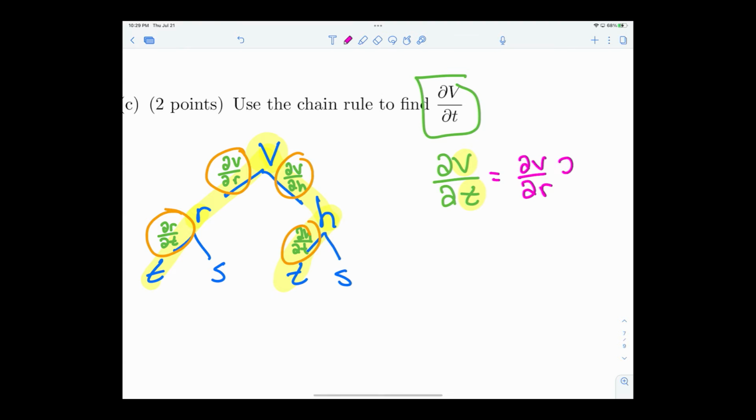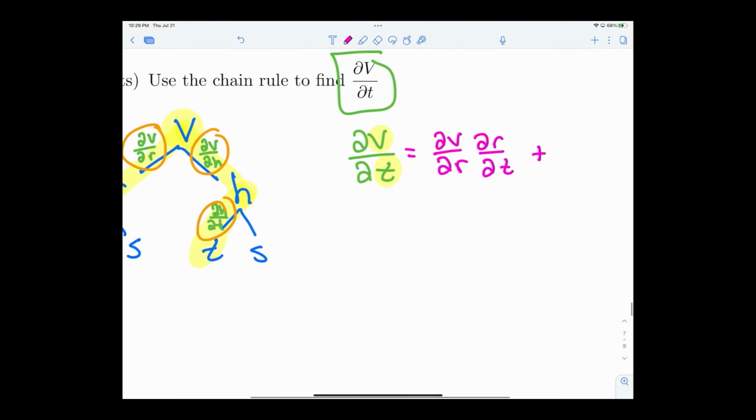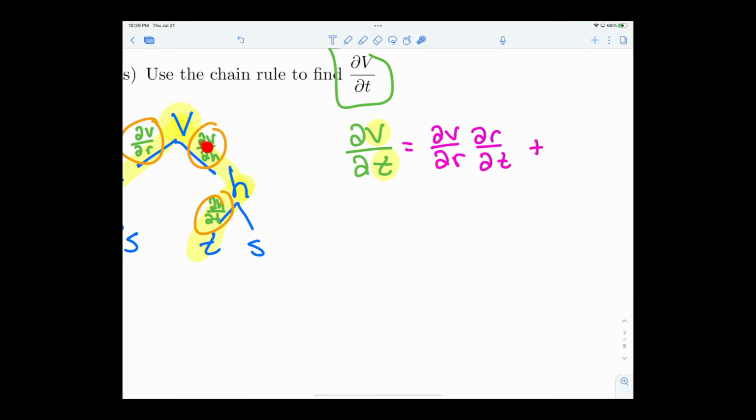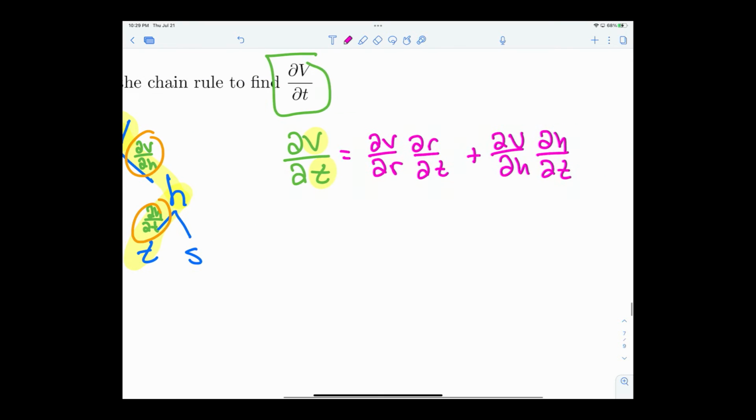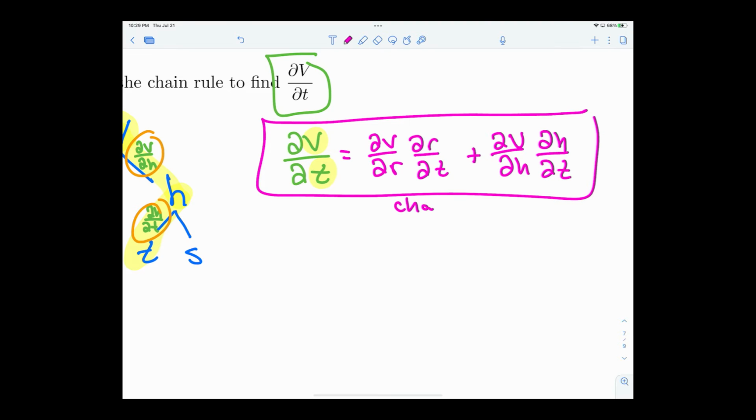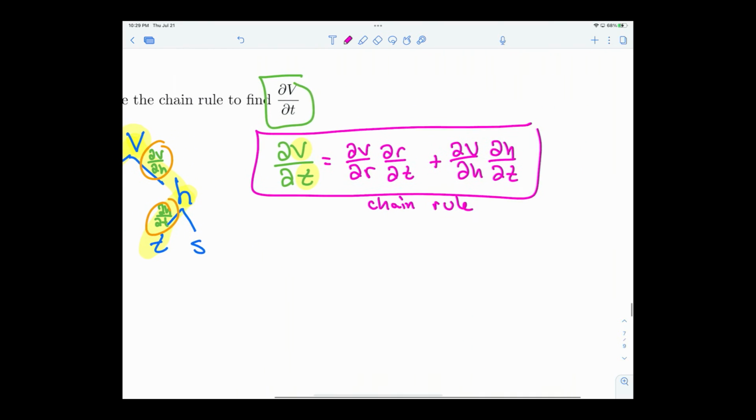So you go dV/dr times dr/dt plus, and then you take the other branch, which is dV/dh times dH/dt. Okay, and so this is the correct chain rule for this problem. All right, so then what do we have to do?